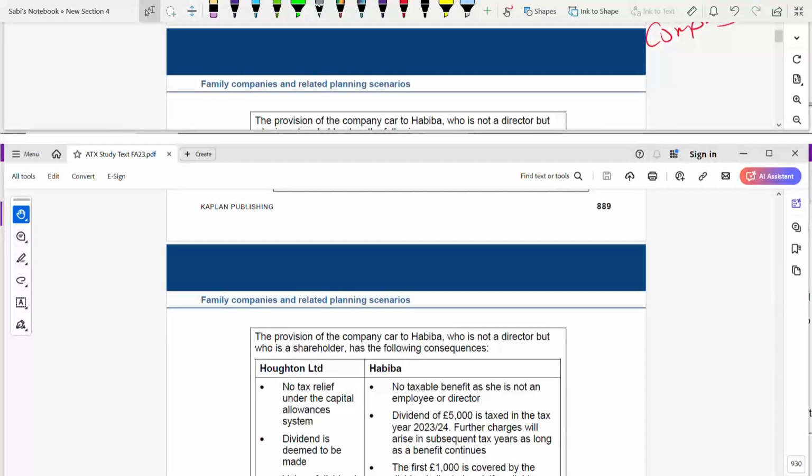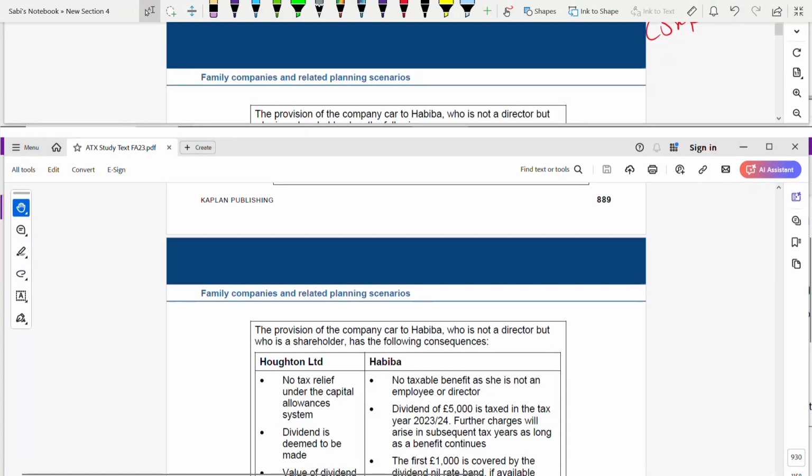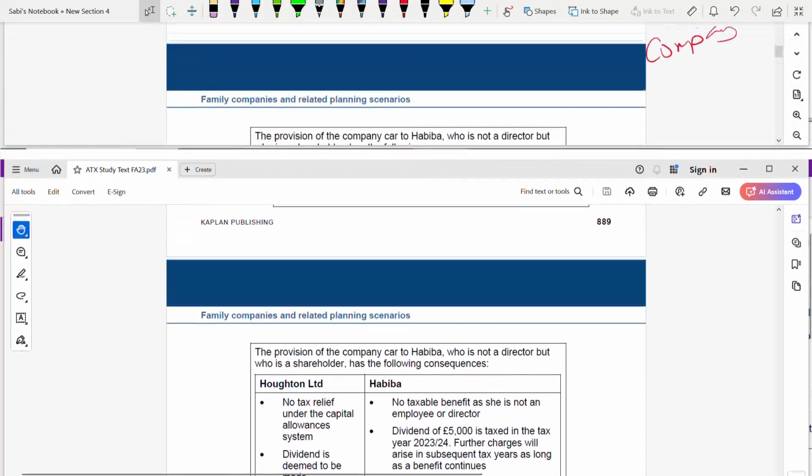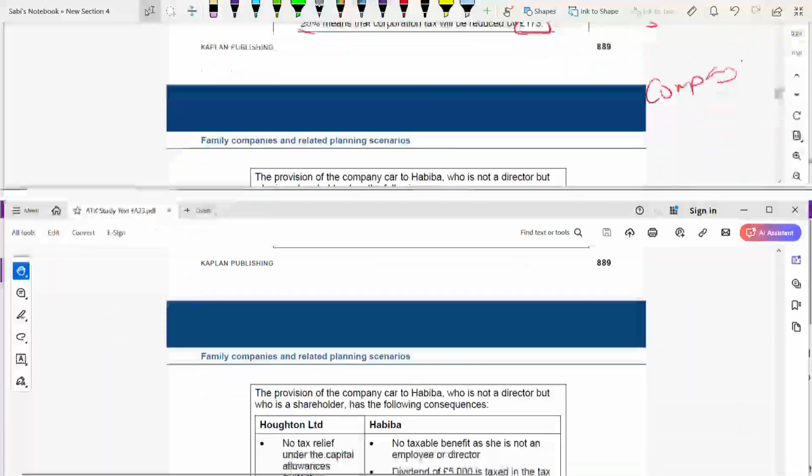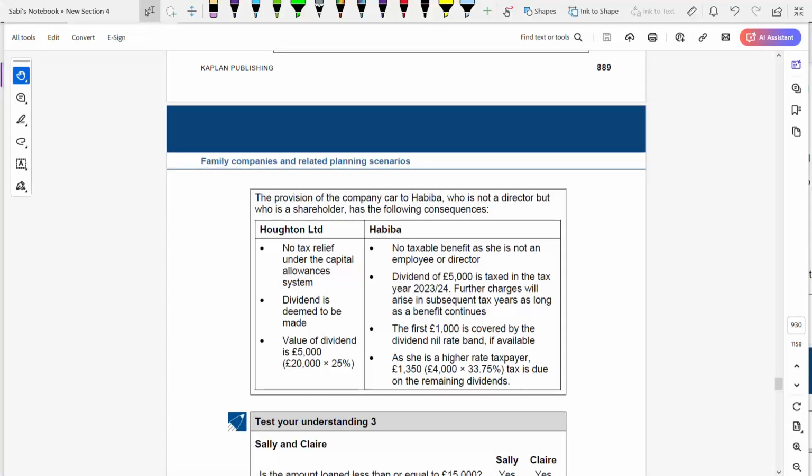Now, so that is for if he was a director. Now, coming back once again to the provision of the company car to Habiba, who is not a director but is a shareholder. She's not a director but a shareholder. Now you are giving it to Habiba. Remember, Abdullah was a director also, shareholder also, not an issue. We are following the director's rule, employee's rule. But if she's a shareholder only, not a director, and the shareholder is receiving this benefit from the company, what happens?